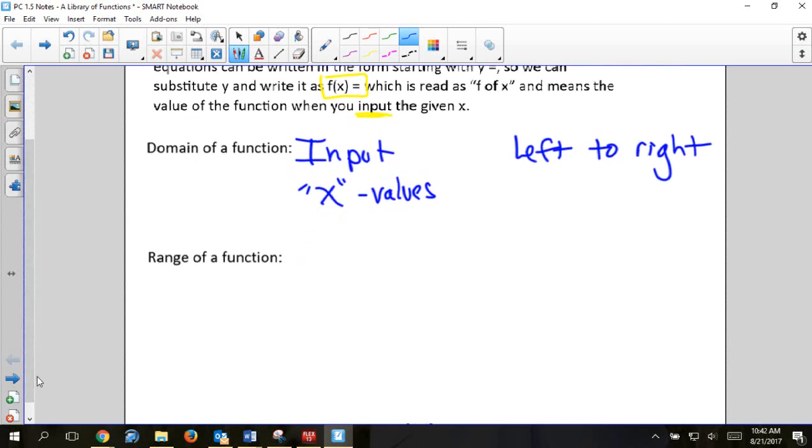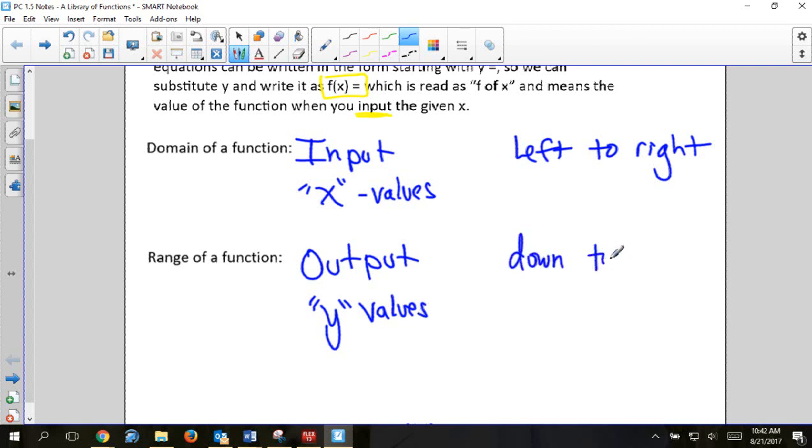So then we look at the definition for the domain of the function, and then we fill out the definition of the range of the function. The range would be the output. So you put in an x and you get out the y values. And then when we graph them, the y's are always down to up. And I chose to say that in the order of down to up because we want to start with the most negative numbers first and work our way to the most positive.